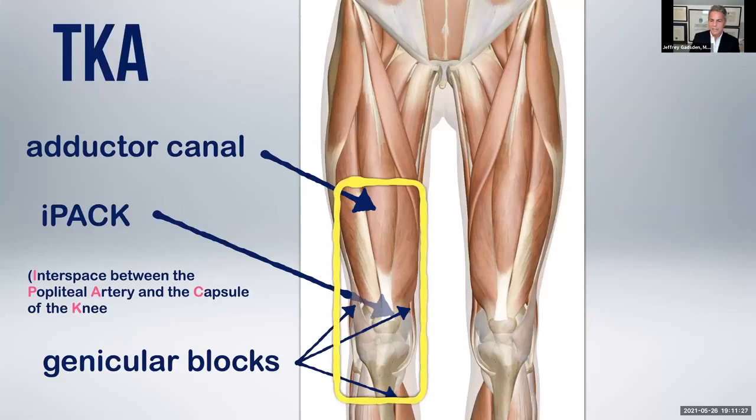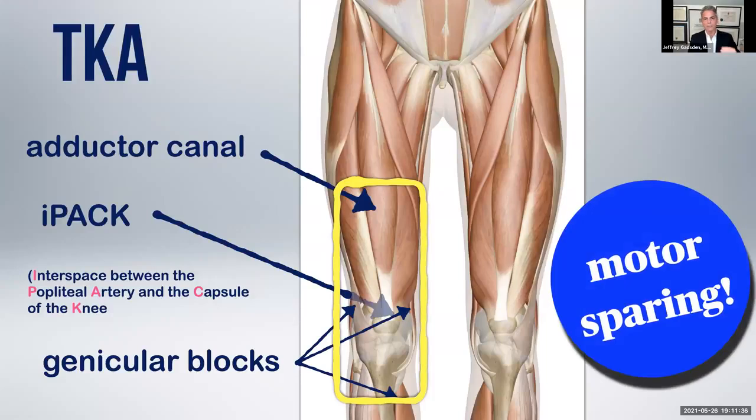And you can see, by virtue of the fact that these nerve blocks are being done at a distal location in the thigh or around the knee, they are in fact motor sparing. We're not getting the more proximal motor branches that cause patients to get weak and stay in hospital.